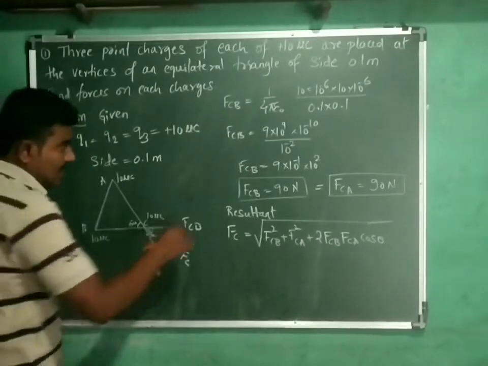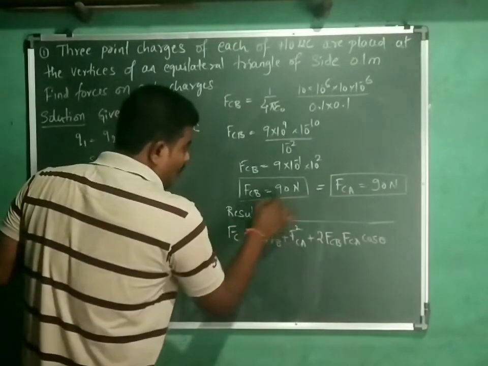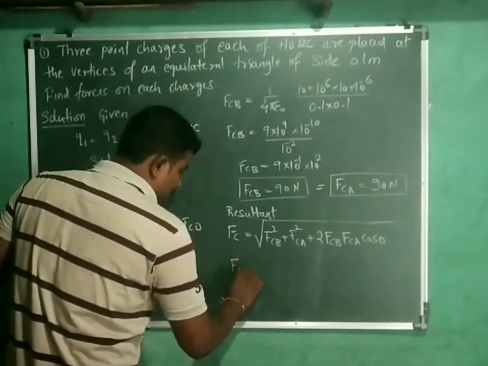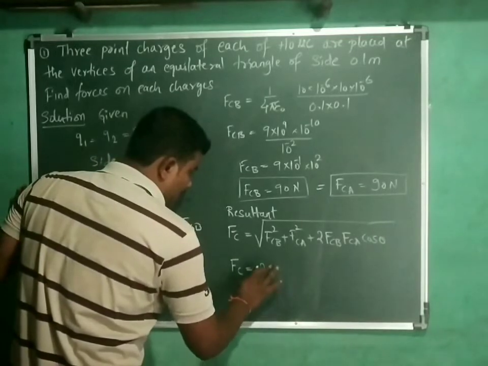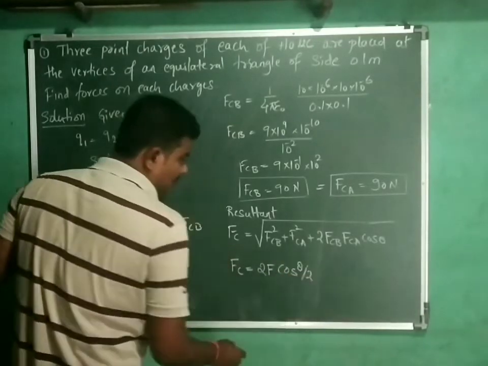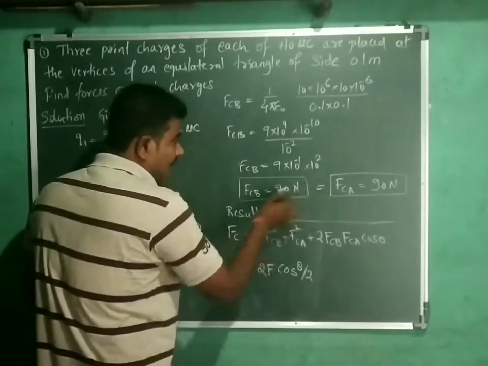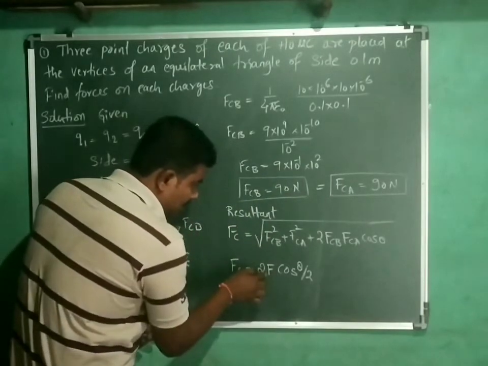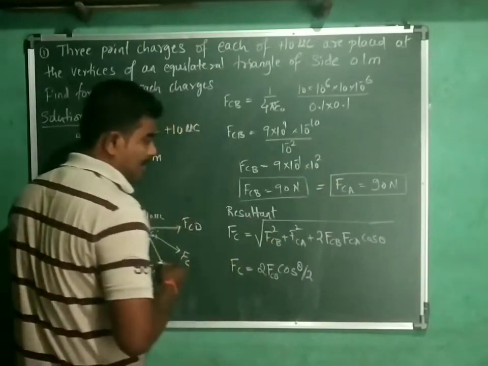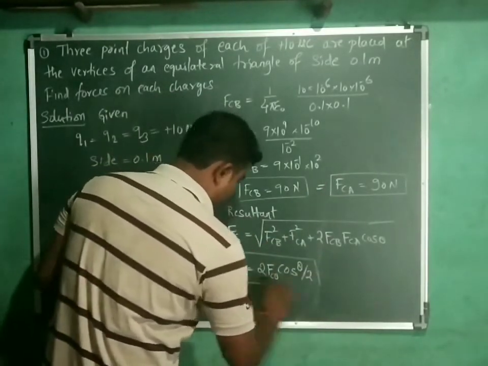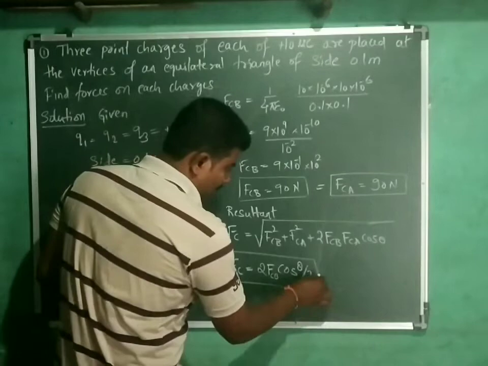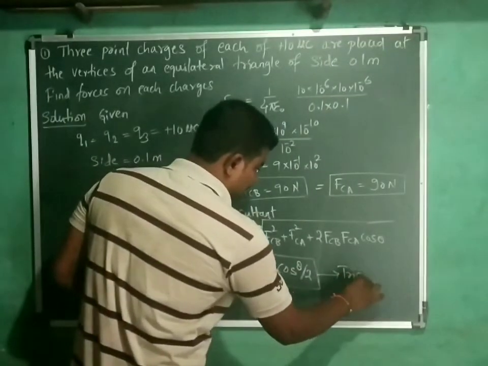But one trick is there. See here, these two magnitudes are actually the same. When the magnitudes of these two are the same, then we can use one formula, that is FC is equal to 2F cos theta by 2. Straight away you can apply this formula when the magnitudes are equal. This F can be either FCB or FCA, no problem, because both have the same magnitude. This is a very important trick. If we use the first formula, we will get the answer, but this is a lengthy process, so we can use this formula. This is a trick.